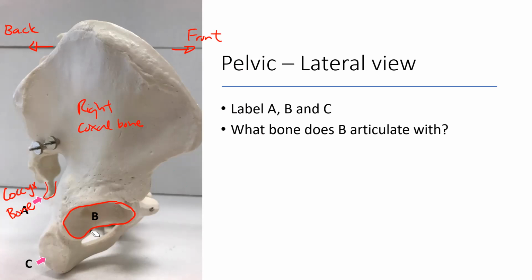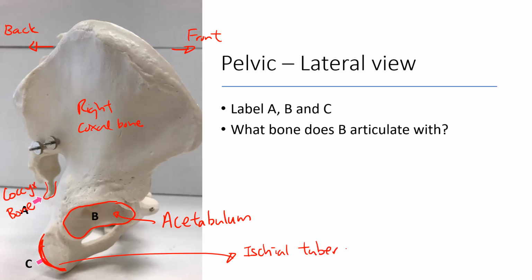That's where the right leg is going to fit in. So B is called the acetabulum. And C is what we are sitting on right now, unless you're standing. That is the ischial tuberosity. Tuberosity just means a round, knobby thing.